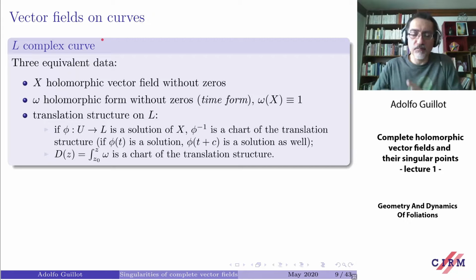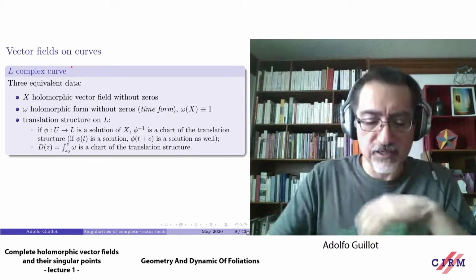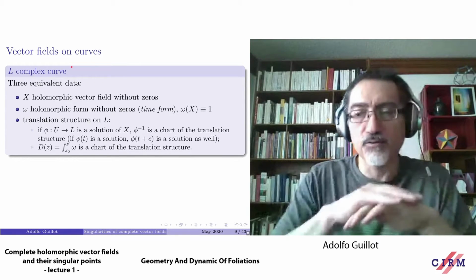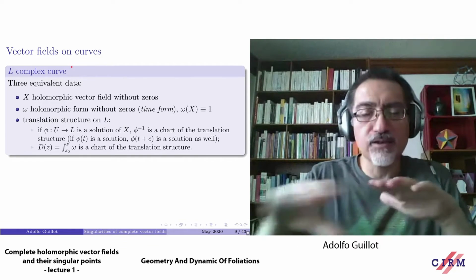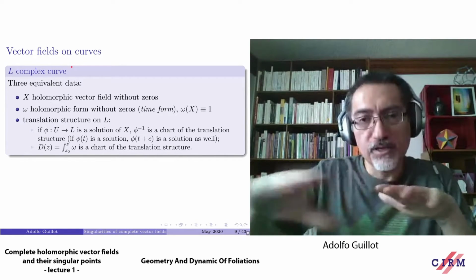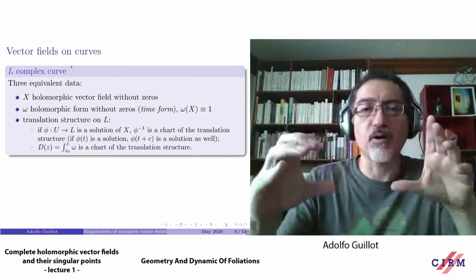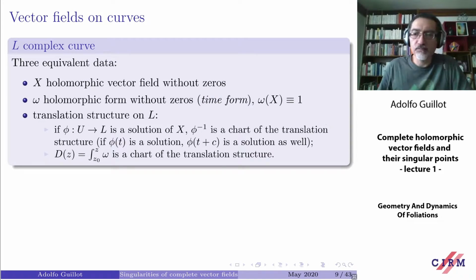I previously said that the vector field divides the manifold into leaves. So let me think about one of these leaves and restrict the vector field to it. So I can consider several things. One of them is just what I said. I have a curve, a complex curve, and a holomorphic vector field without zeros, just like the one I showed you before. So this is one of the things.